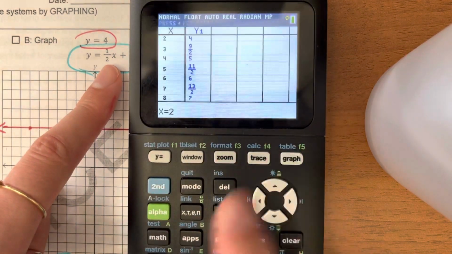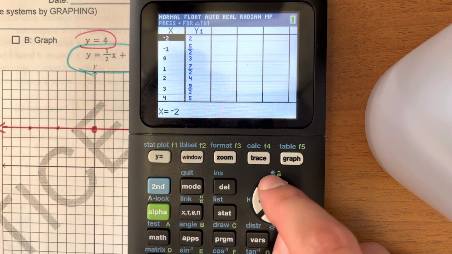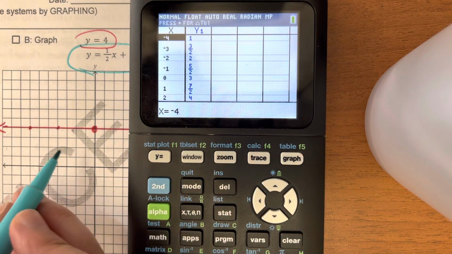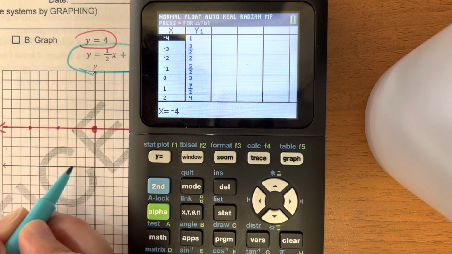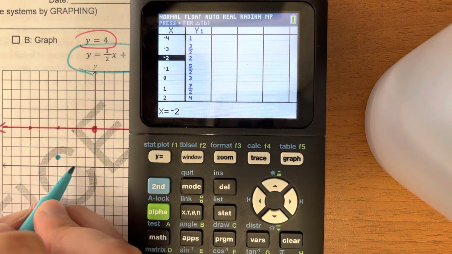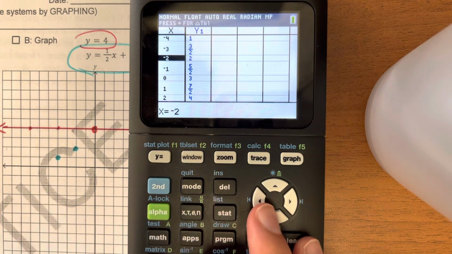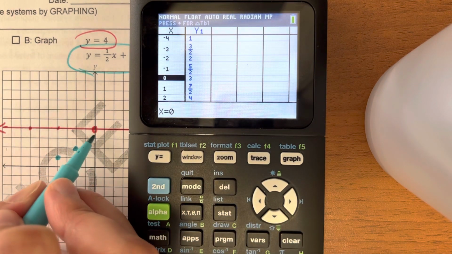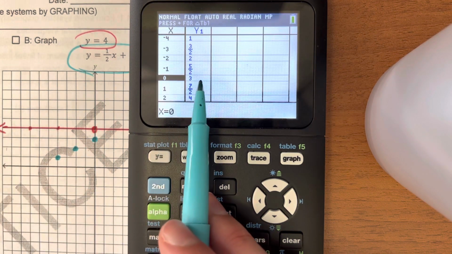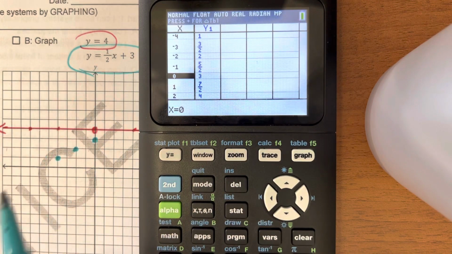I'm going to press second table, and I have some perfect points here. Let's see. I'll start with -4, 1. So when x is -4, y is 1. When x is -2, y is 2. When x is 0, y is 3. And we knew that that would be the y-intercept 0, 3 because we have plus 3 as our y-intercept in this equation.